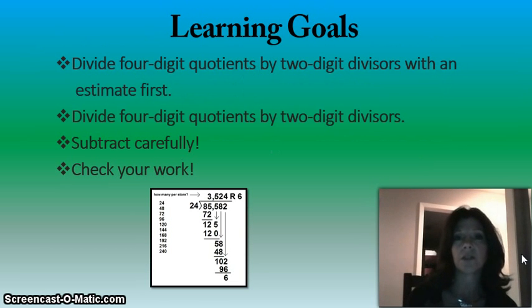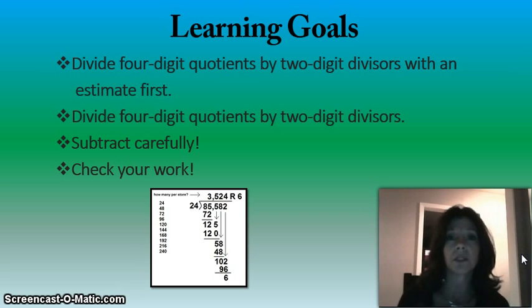The first thing you need to do is to take these 4 learning goals and write those into your math spiral. Your first learning goal for this evening is to divide 4-digit quotients by 2-digit divisors with an estimate first. So the first thing you're going to do tonight is to estimate before you divide. Your second learning goal is to divide 4-digit quotients by 2-digit divisors. Your next learning goal is to subtract carefully, and finally, check your work. Take a moment and write those learning goals into your spiral. Pause the video, and when you're finished, please start again.